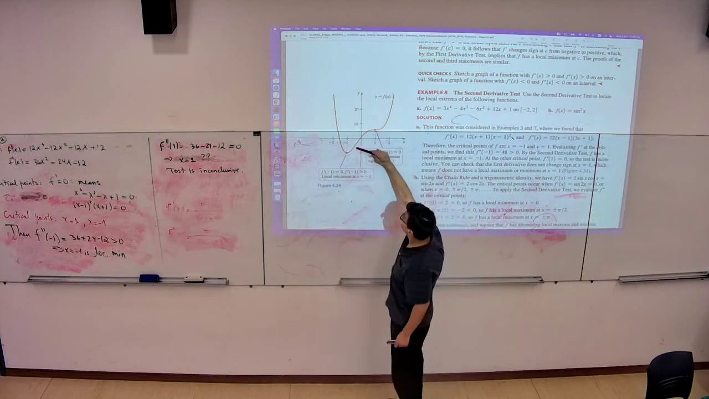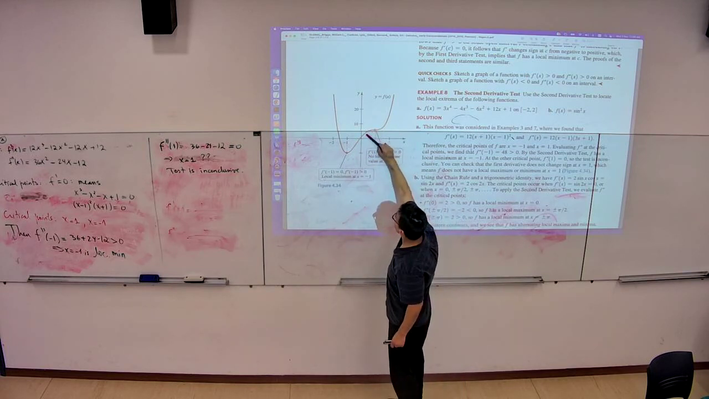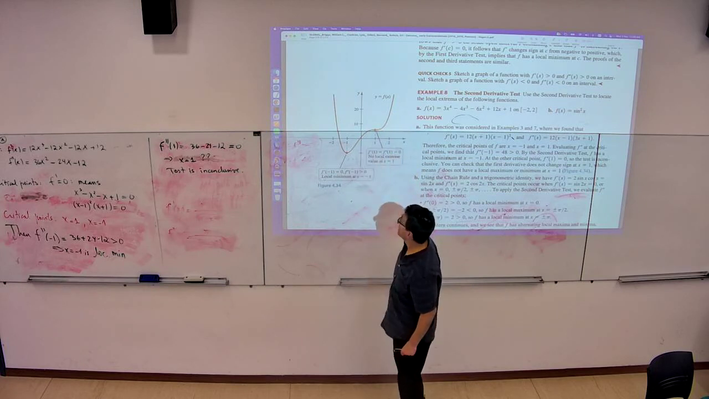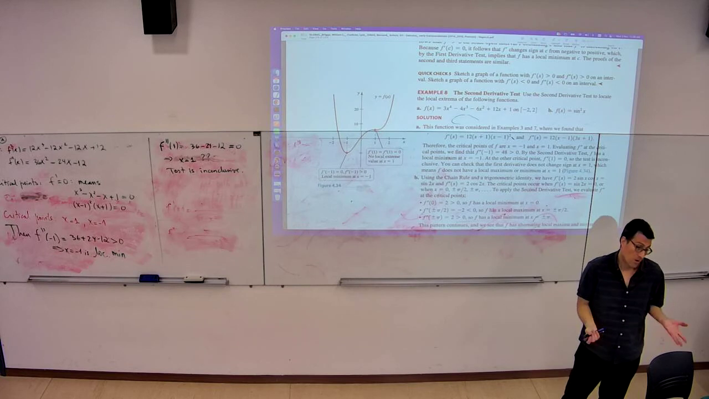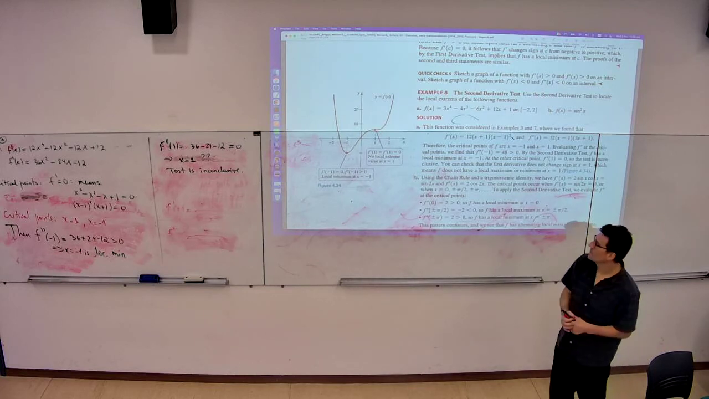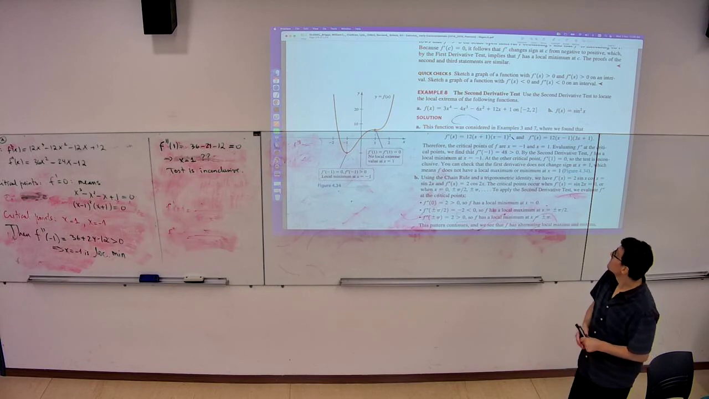Now look, the function at that point is sad before hitting 1, and then it's happy. So here you have an inflection point actually. But it's not a local min or a local max. It's just an inflection point. Okay?